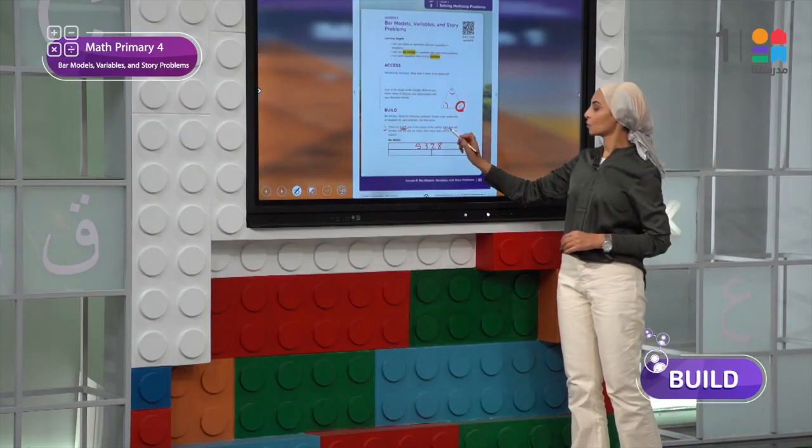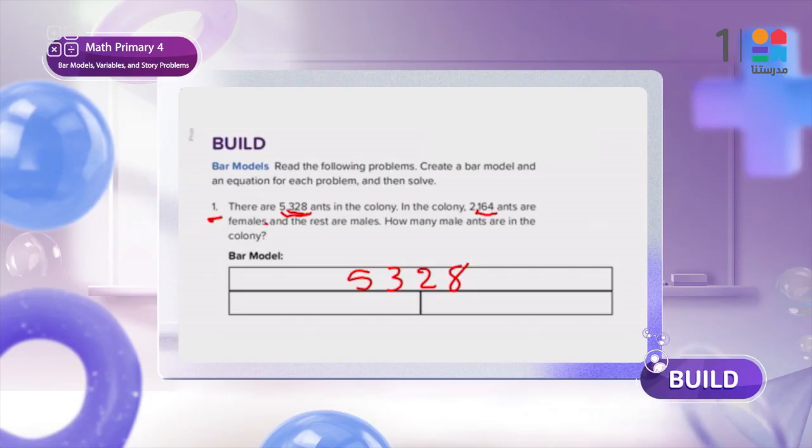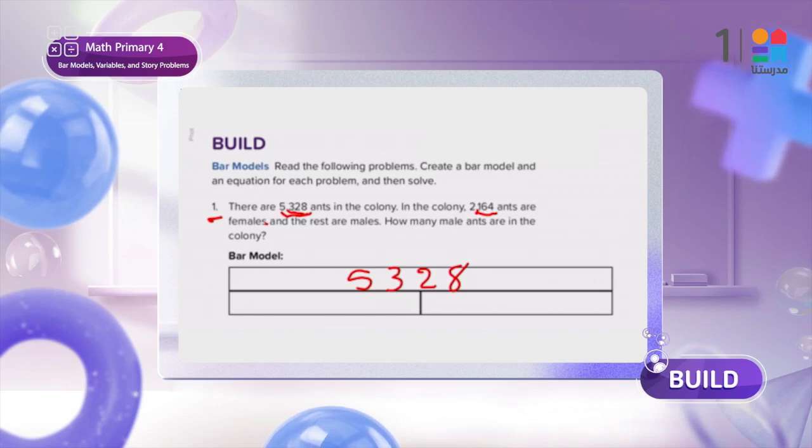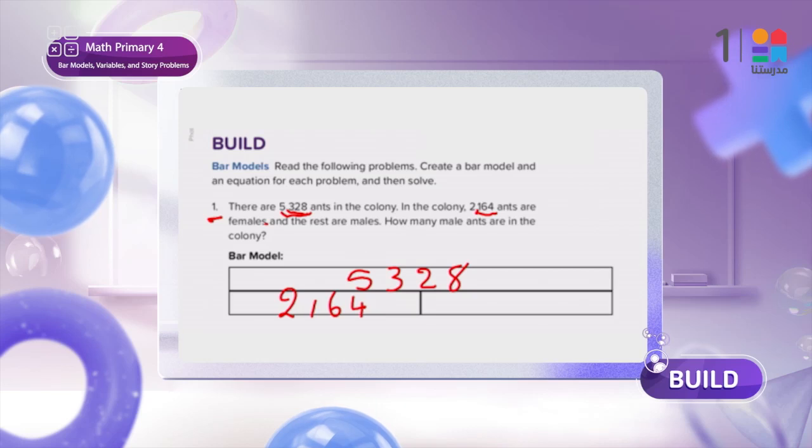What about 2,164? Yes, these are the females, so it is a part or the known number. I'll put it here in the bar model, 2,164. Then, what is the unknown number? Yes, it's the number of males.